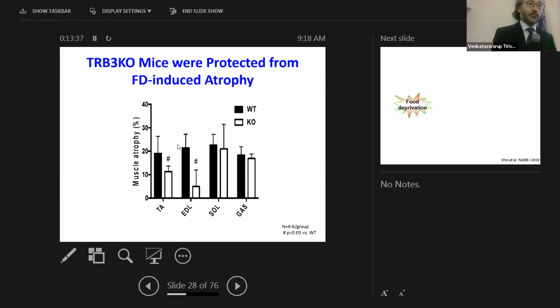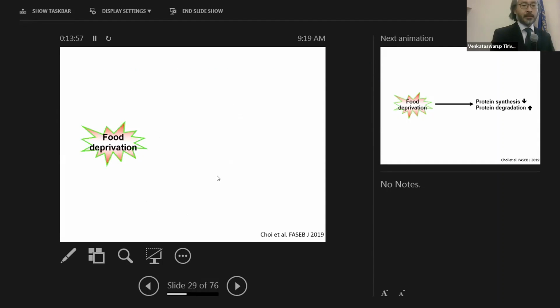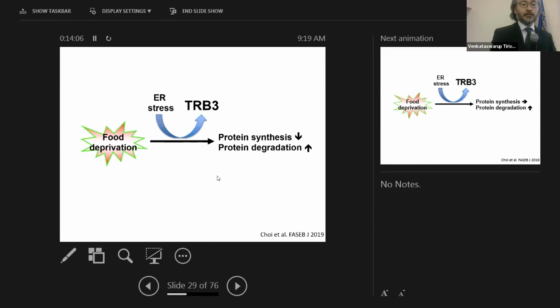And now we're looking at the TRB3 knockout animals. It's not really a nice story, but at least in 2 of the 4, we saw that the TRB3 knockout animals were protected from fasting-induced muscle atrophy. From these results, we found that food deprivation decreased protein synthesis but increased protein degradation. We believe that in the fasting condition, this phenomenon is mediated by TRB3, which is increased by ER stress.